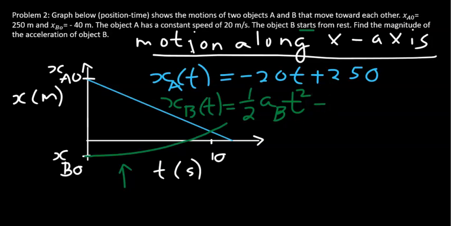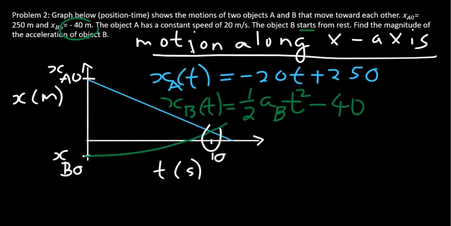Starts from rest, so the ut term goes to 0. Object B does not have a ut term, but it has initial position xb0, which is a negative number. It's minus 40, so that minus 40 must be included. And there we have it, the complete descriptions of positions of these two objects with time. Now let's look at the graph.